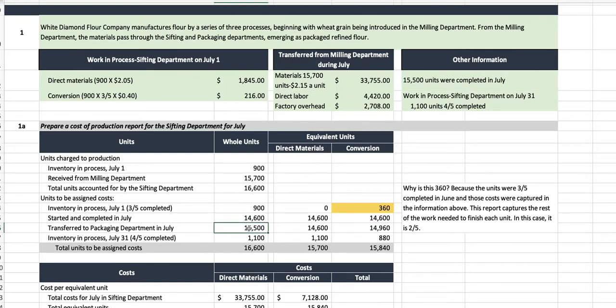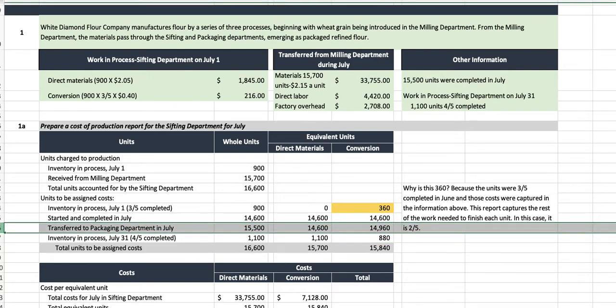Now, of these whole units, how many of these units do we associate with direct materials? Well, again, we only calculate direct materials at the beginning of the process, so that's going to be that 14,600. This other 900, the direct materials cost was captured above. For our conversion, what number are we going to pick up? Well, we're going to pick up the started and completed amounts, and we're going to pick up all the equivalent units for our work in process as of July 1st. All right, so now we know what we have transferred to the packaging department in July.